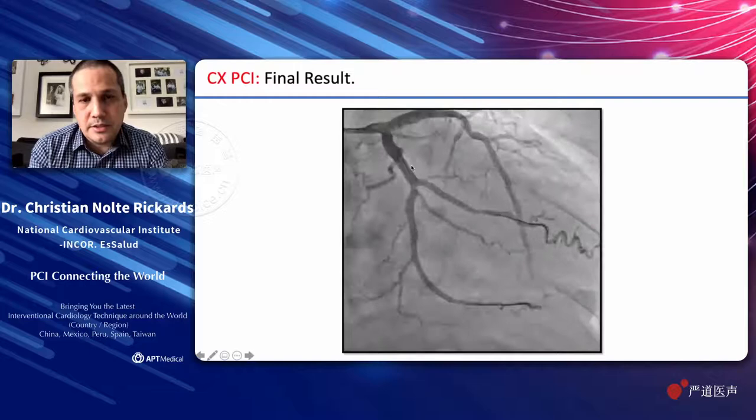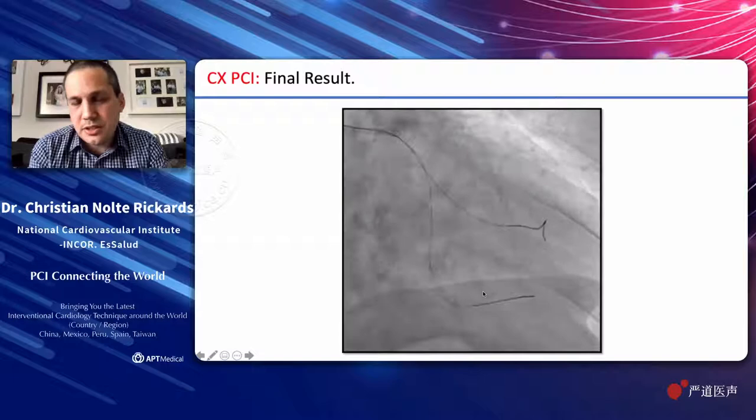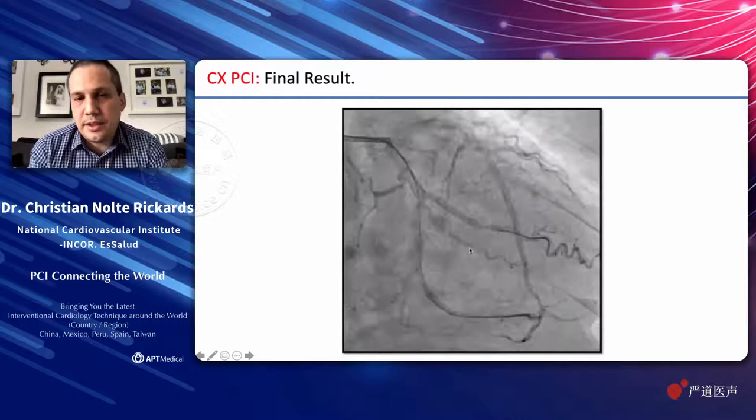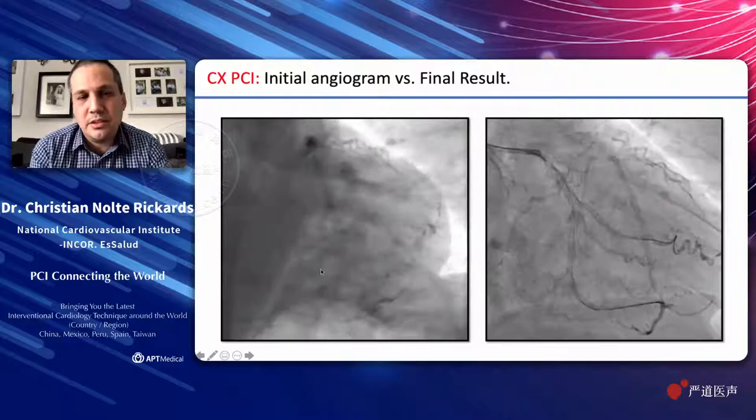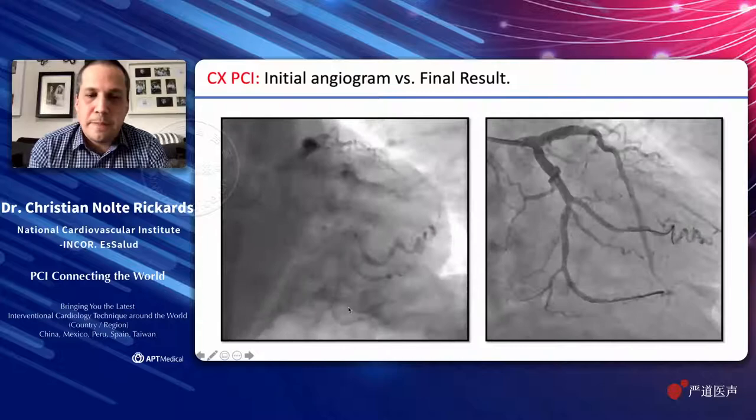We lost this third marginal, but we had really good results with the first and the second marginals. And if we compare the initial angiogram here, with severely diffused disease of the proximal and distal circumflex and the origin of all the marginals, I think we achieved a really good result there.